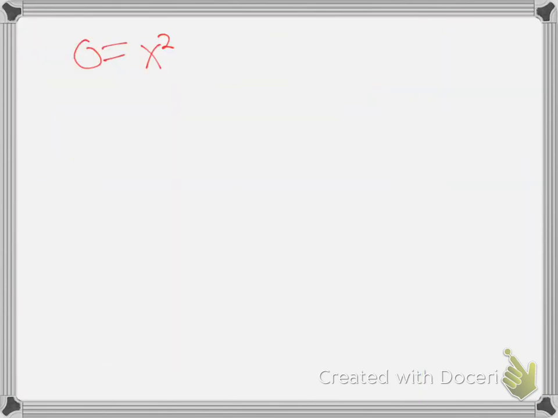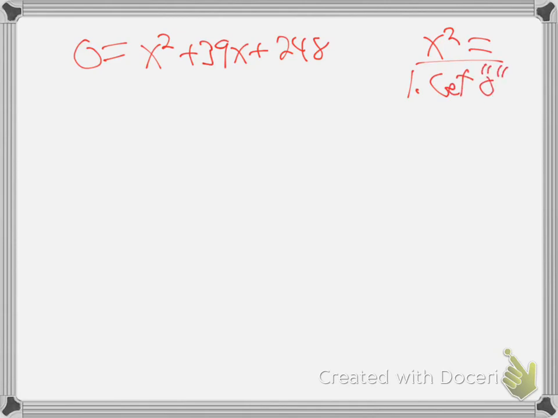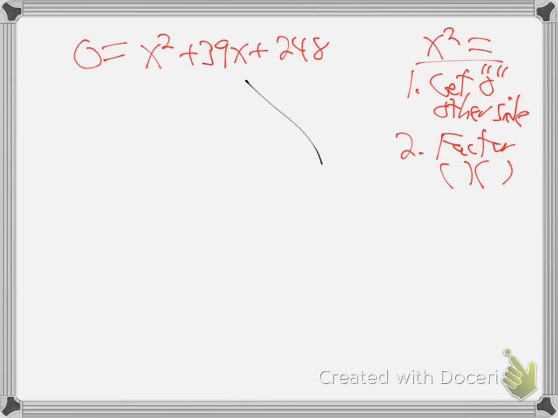X squared plus 39x plus 248. So we're doing the x squared with an equal sign. Step 1, get a 0 on the other side. We did. Step 2, factor, like with parentheses, like the diamond thing. Remember how we learned to do that? So I'm going to do the diamond. What multiplies to be 248 and adds to be 39? Now that's a big number.